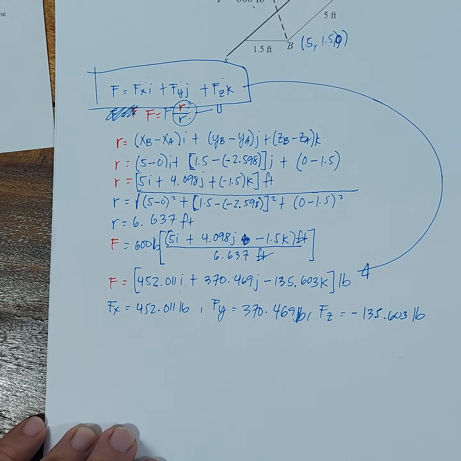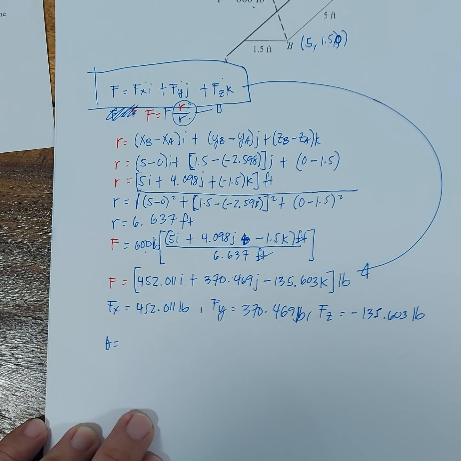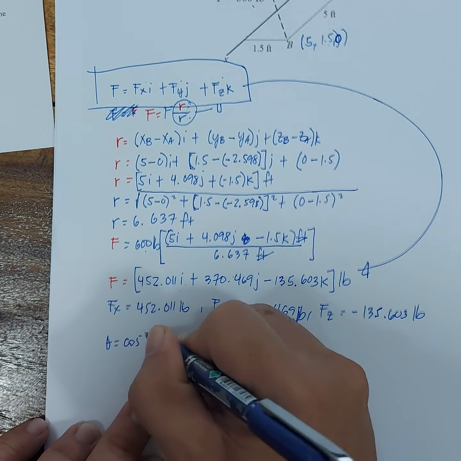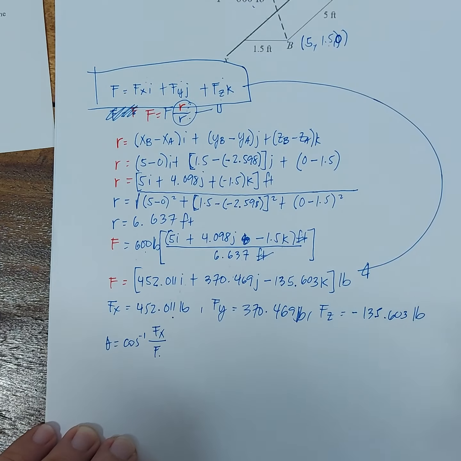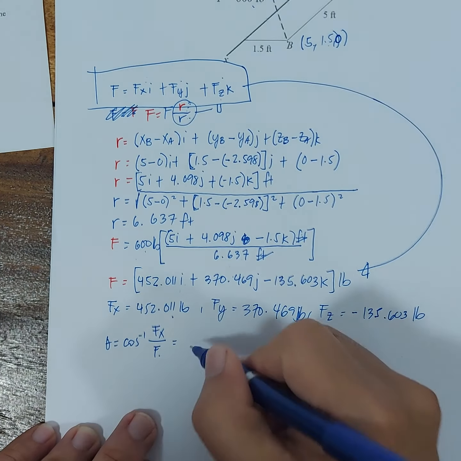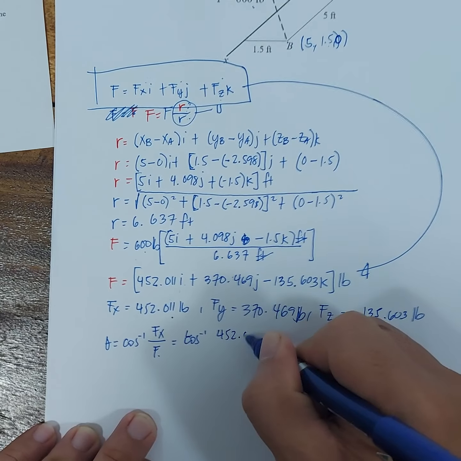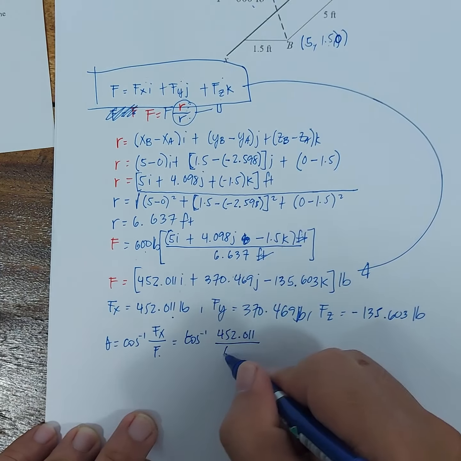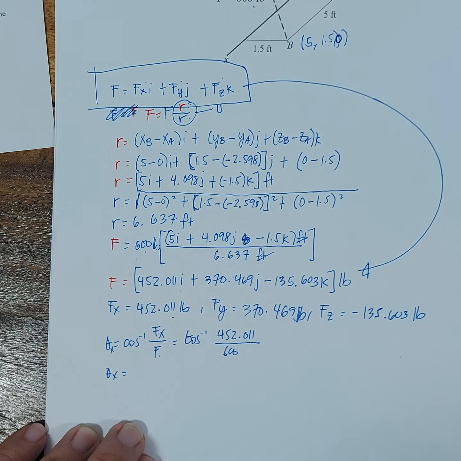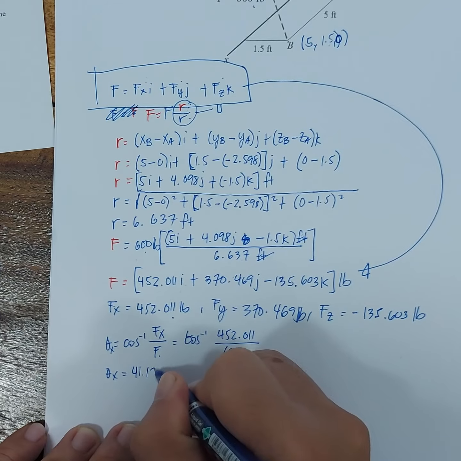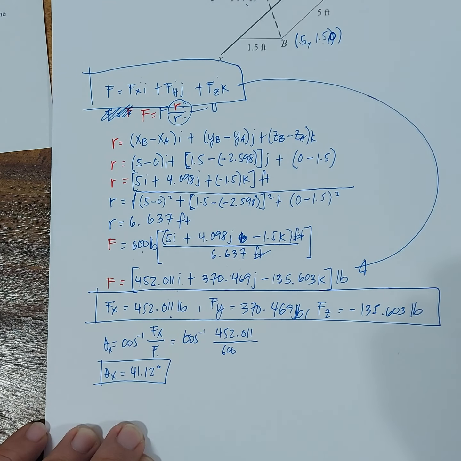Okay, next is to solve for the direction angles. So for theta x, from our previous discussion, theta x is simply equal to the arc cosine of Fx over F. F is 600, so that is the arc cosine of 452.011 divided by F, which is 600. So theta x is equal to 41.12 degrees. These would be our answers.